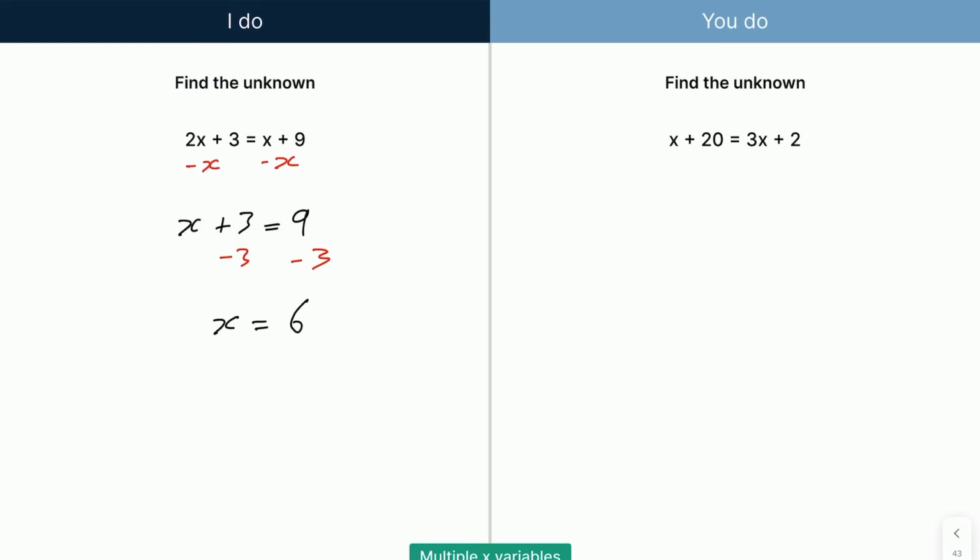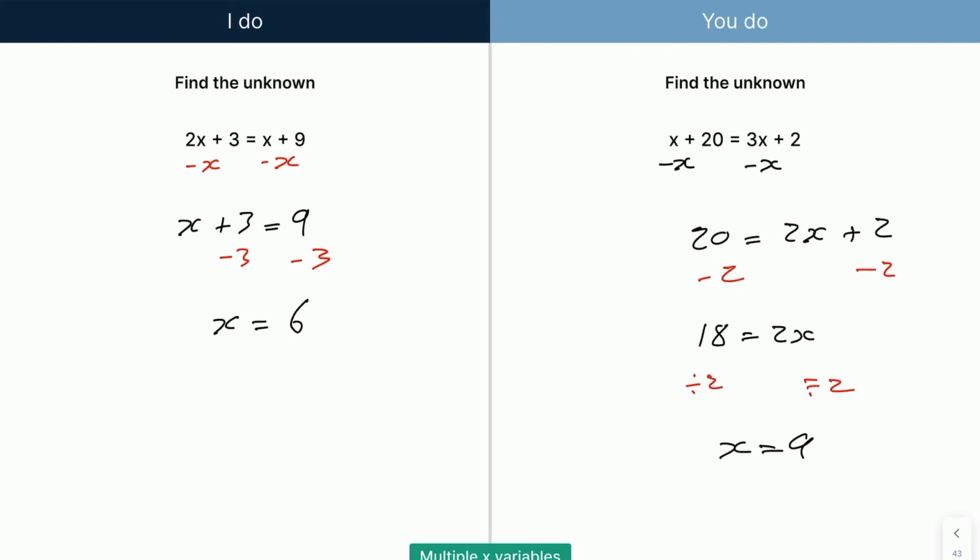So again, on the right, when I look at this, I want to make my life as easy as possible. This is bigger than this. And so I'm just going to get rid of this here and this here. And then that becomes 20 is equal to 2x plus 2. And now it's quite straightforward. Minus 2 here, minus 2 here. That becomes 18 is equal to 2x. Now divide each side by 2, and that becomes x is equal to 9.